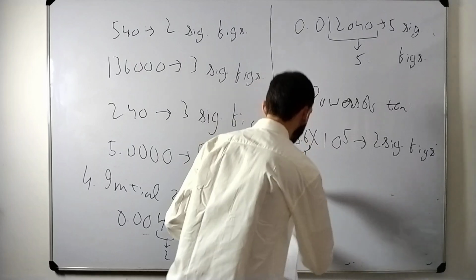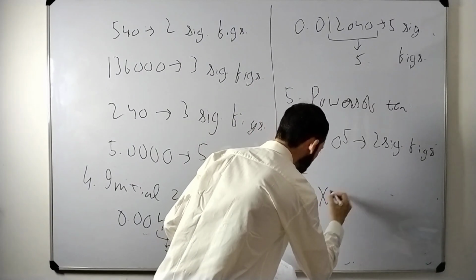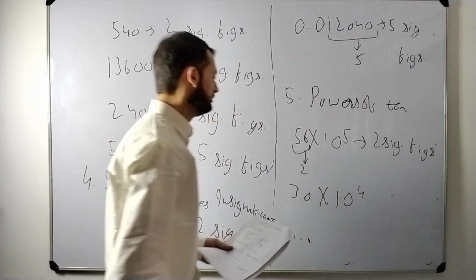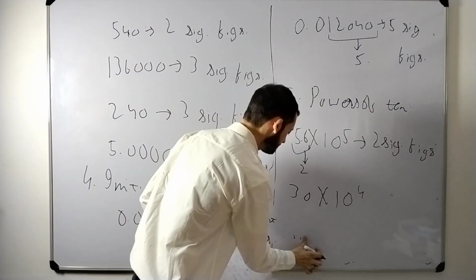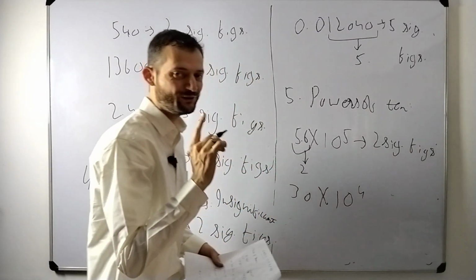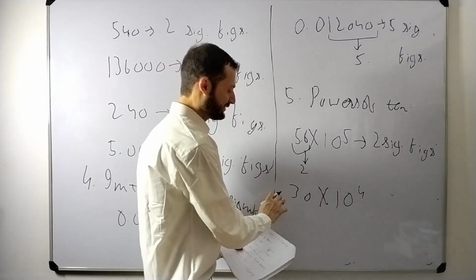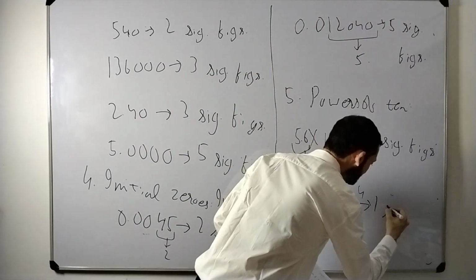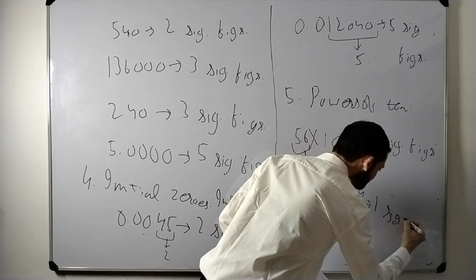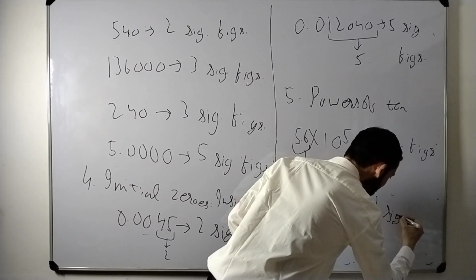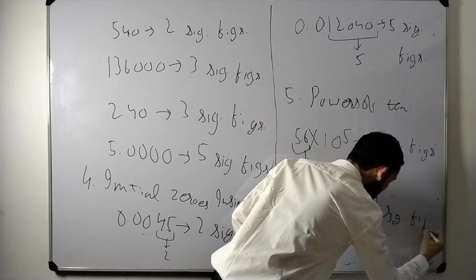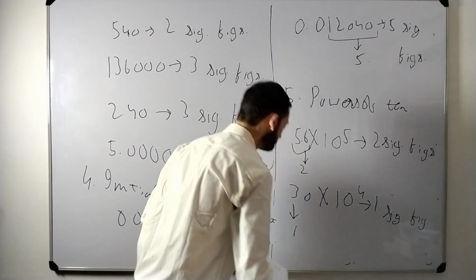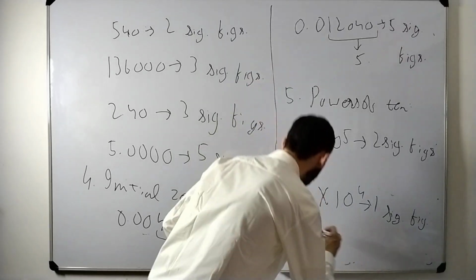And the second example is 30. So this would actually have 2 significant figures. No, students, this actually has 1 significant figure, 3. One significant figure.